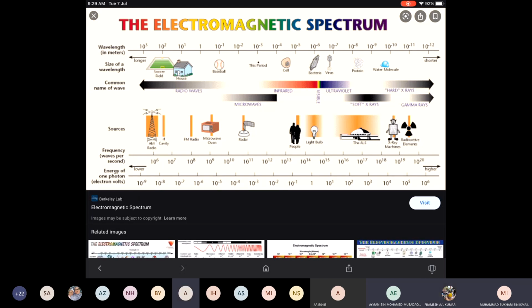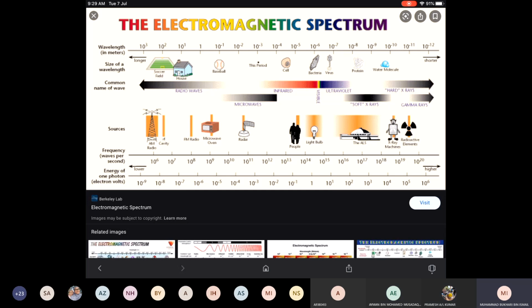Gamma ray pun lagi kecil. Sampai awak tengok, you can see it is around 10^-2 lah. Very small.